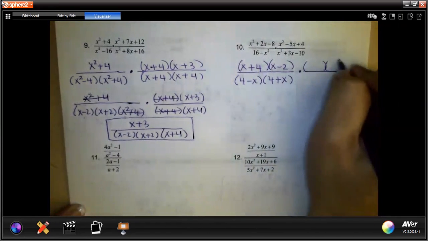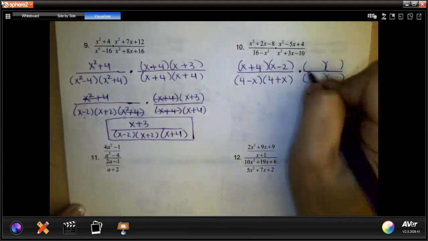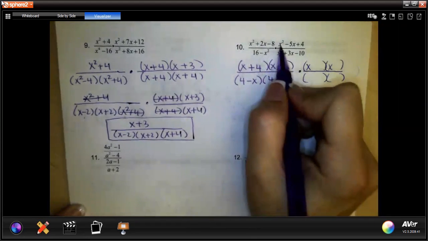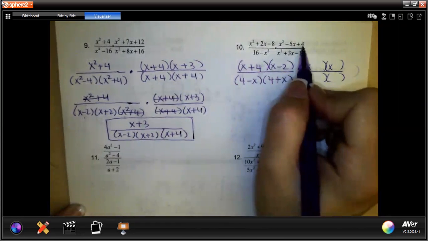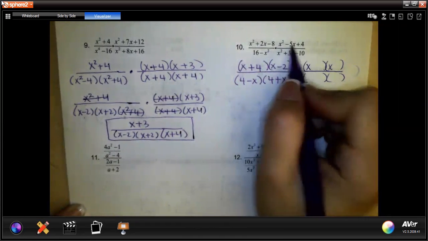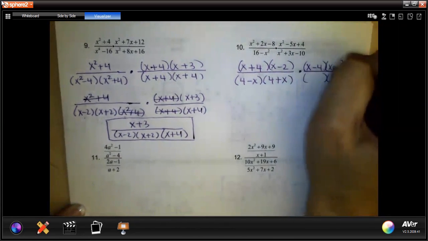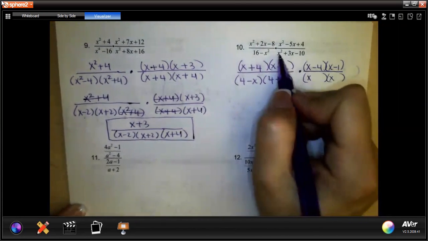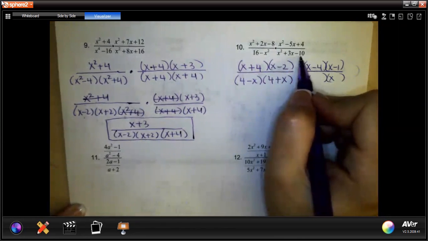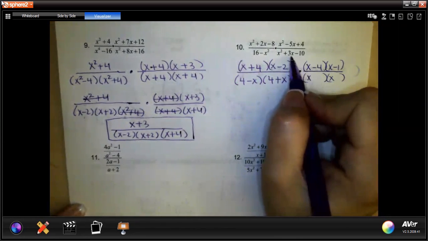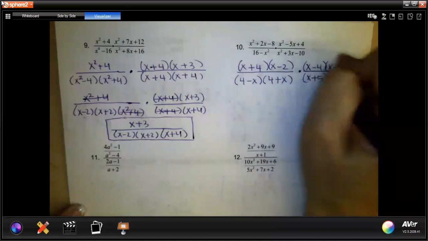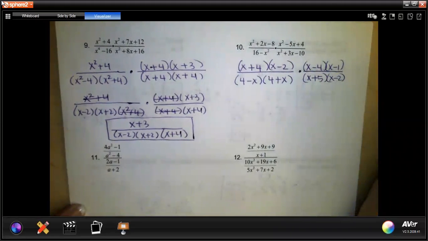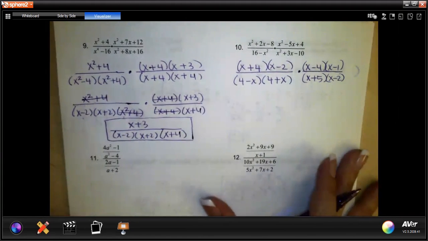And then we're back to the trinomials, so I can set those up. X times x gives me that x squared. Looking for what multiplies to be 4 and adds to be negative 5, and that is a negative 4 and a negative 1. On the second one, x times x gives me that x squared. And then looking for what multiplies to be negative 10 and adds to be 3, and that's a positive 5 and a negative 2. Now, anything that's in the denominator and the numerator can cancel.